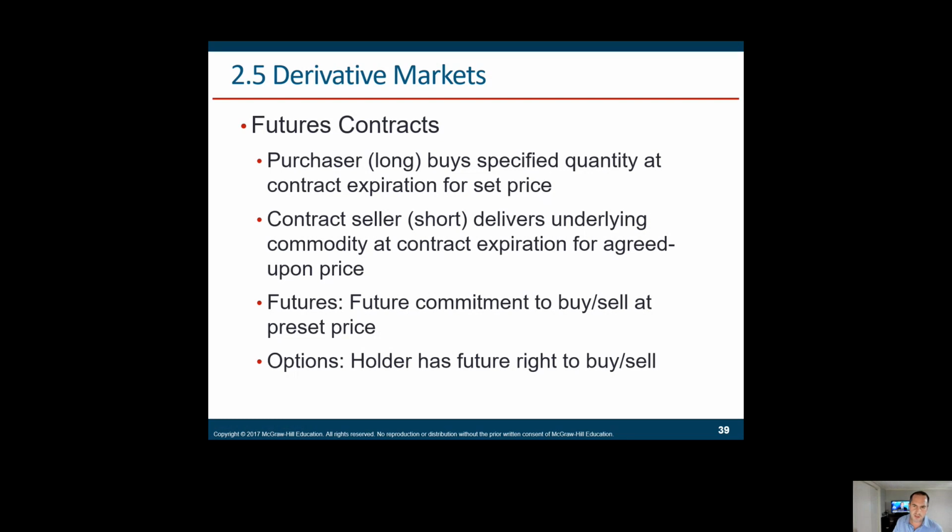There are also futures contracts, which I talk about in the supplemental slides as well. The purchaser buys at a specified contract expiration at a set price. Similarly, it's a financial instrument based on the price of another asset, which makes it a derivative. A future is a commitment to buy or sell at a preset price. The holder has a future right to buy or sell that option on the futures contract. And that's it for chapter 2.